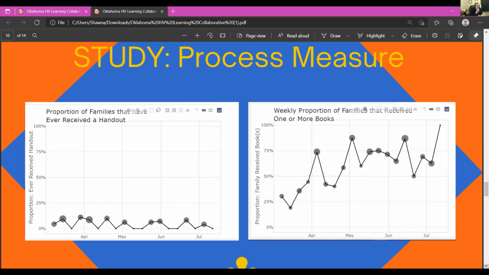Oh, I mean, you're exactly right. Within a given week, what proportion of families have been provided a book? This is just tracking that process measure. And again, over time it's trending upwards. Over time, more and more families were being provided with books.